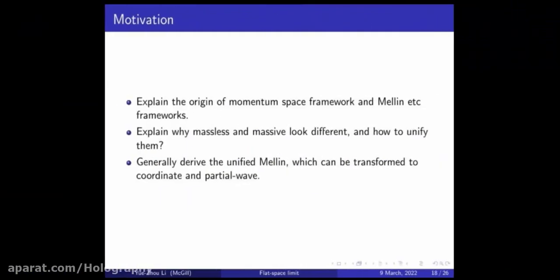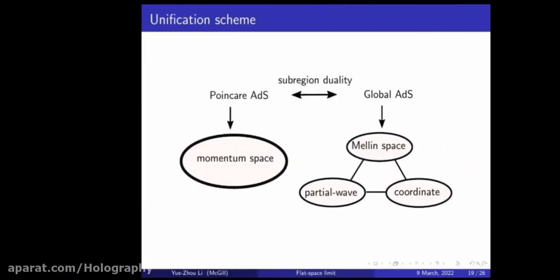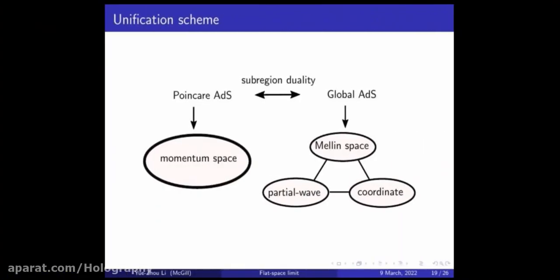So our motivation is to explain the origin of the momentum space framework, the Mellin space framework and so on. We want to explain why the massless and massive cases look so different and how to unify them. We can generally derive a unified Mellin space framework, which can be transformed to the coordinate and partial wave frameworks. So this is our unification scheme. If we start with Poincaré AdS, we can derive the momentum space flat space limit. If we start with global AdS, we can go to the Mellin space, partial wave, and coordinate frameworks. And Poincaré AdS and global AdS can be related by subregion duality.